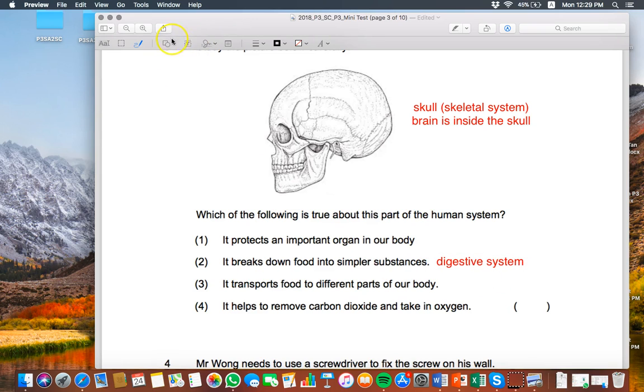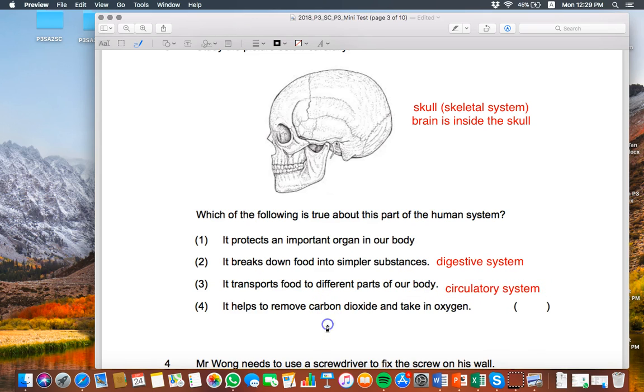It transports food to different parts of our body. Can you recall what system this is? Transporting food to different parts of our body. That means it is circulating, it is moving. Right, so this is the circulatory system. Okay, copy all this down.